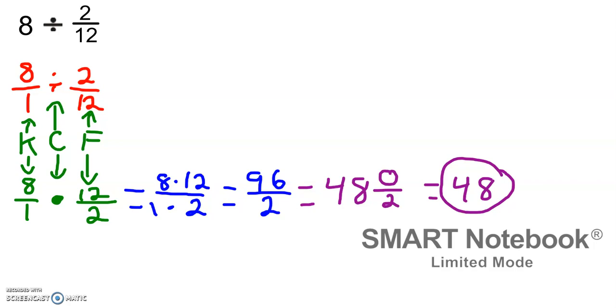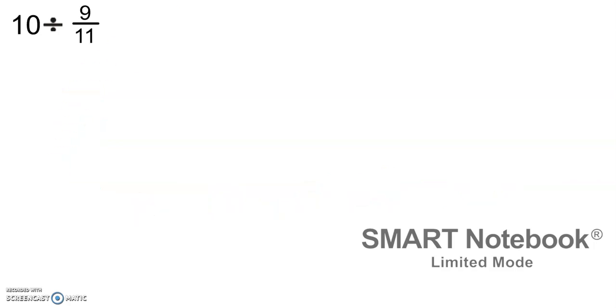Now that we have this, let's do one more example. Okay, so I have 10 divided by 9/11. Step 1, I'm making this 10 be 10 over 1, and then I copy everything else down. I have no more whole numbers as written as a whole number, so I can continue on to my next step, which is KCF.